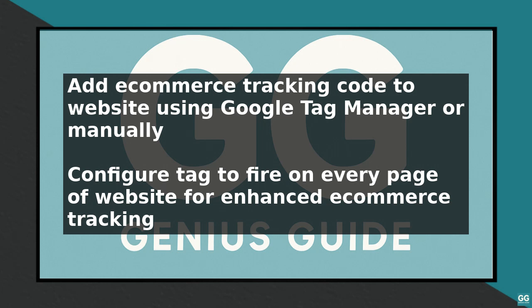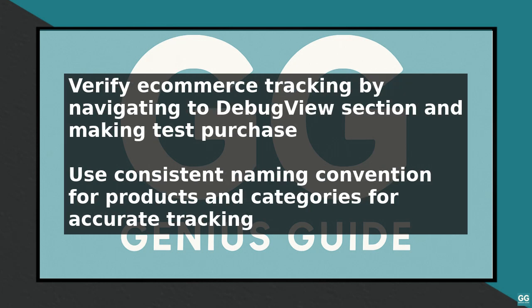Once you have set up e-commerce tracking, you need to verify that it is working correctly. To do this, navigate to the Debug View section of your Google Analytics 4 account and make a test purchase on your website. If e-commerce tracking is set up correctly, you should see the purchase event appear in the Debug View report.